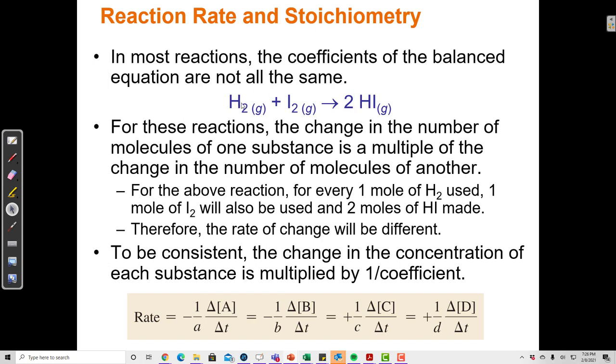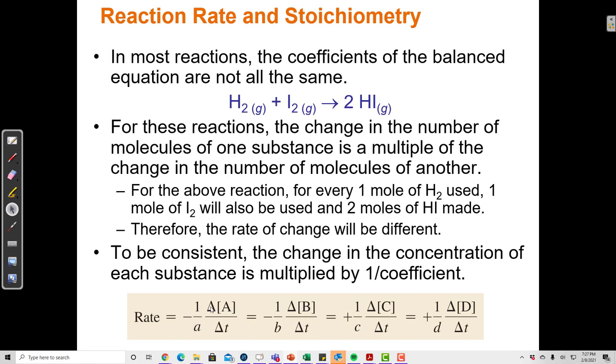So I could watch how quickly H2 disappears, or I could watch how quickly I2 disappears, and it would be exactly the same, the rate. And if I watch how quickly HI appears, it will also be almost exactly the same, because the only way that HI can appear, the product, is if H2 and I2 bump into each other. So every time these bump into each other, they'll disappear, and at the exact same instant, two of these will appear. So if I'm watching the rate as a function of the disappearance of H2, then this is the way that I would calculate that.